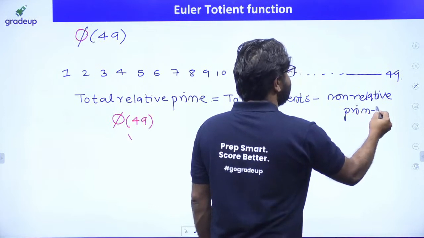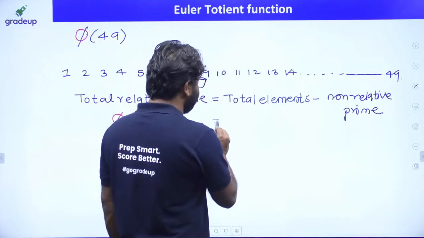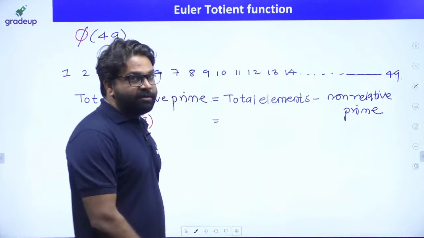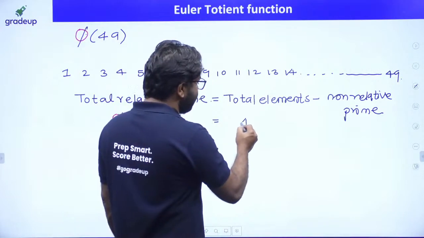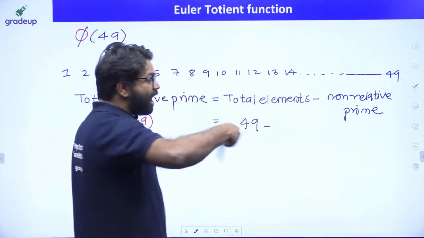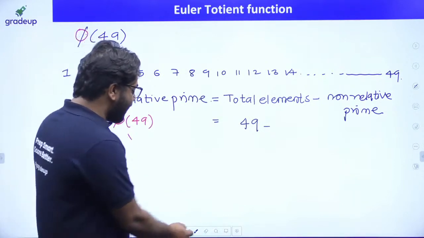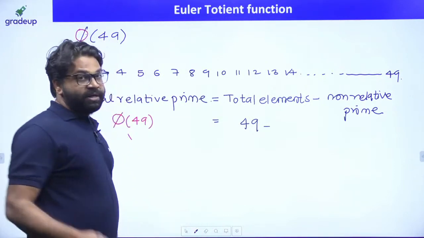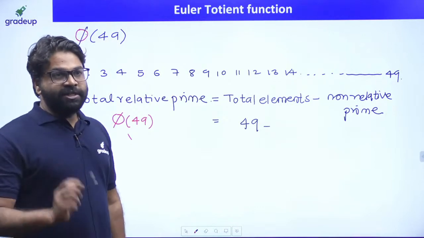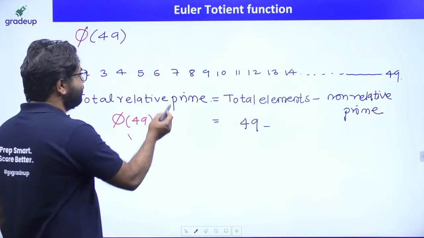See how many total elements I will be getting here. If you try to calculate, you will get 49, right? So how many non-relative prime elements will I have? If I want to calculate the non-relative primes, there is one observation which is very important over here.